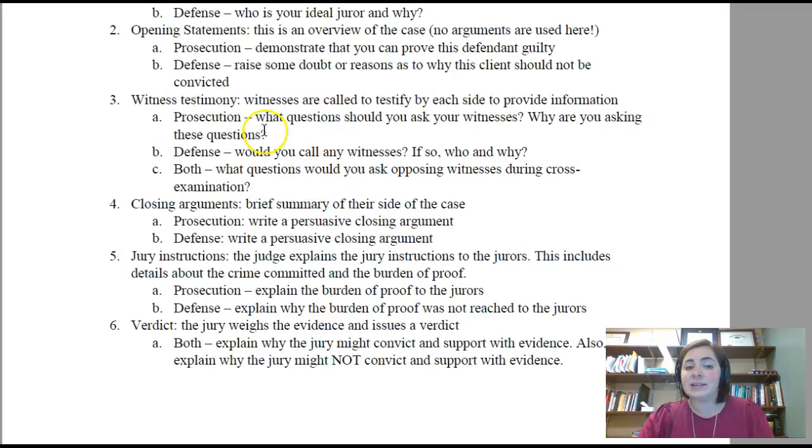There's going to be some witness testimony in our fact pattern. So prosecution and defense, what questions are you going to ask, why, and what kind of questions are you going to ask on the cross-examination? Now, defense attorneys could strategically decide not to call any witnesses. If you take this tactic as a defense attorney, you need to still put together a slide and justify why you're deciding not to call any witnesses as a tactic and explain what could go wrong.